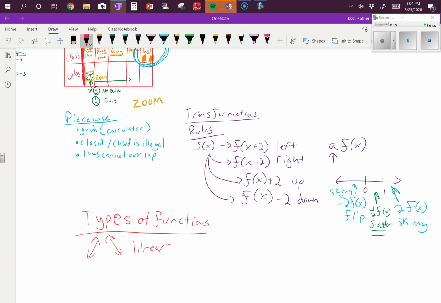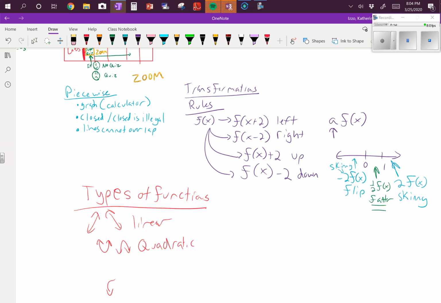If it looks like a U or an N, that would be quadratic. A cubic function looks like a snake. That is a terrible looking snake. There we go. That, or it could be going like this. That would be cubic. Okay, after cubic, we've talked about absolute value. Those are our V's.